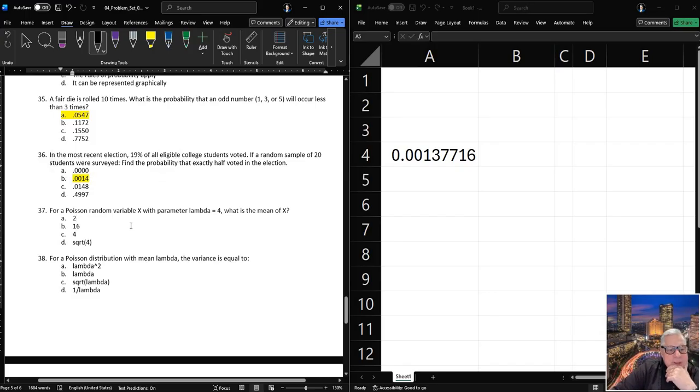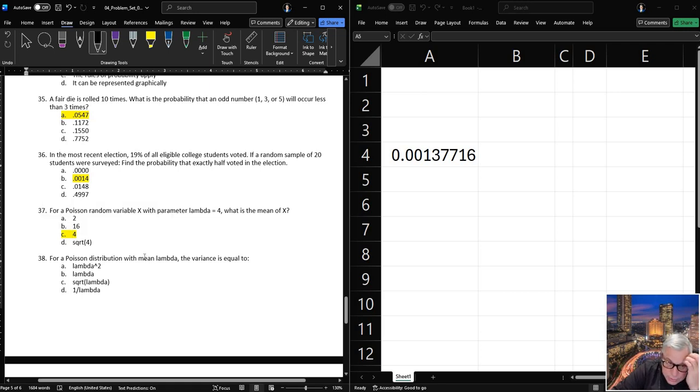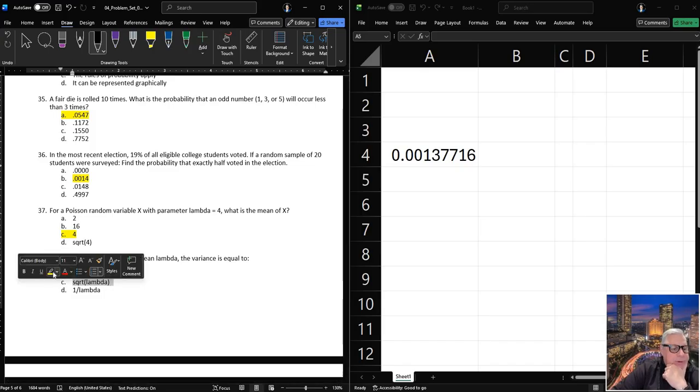For a Poisson random variable x with parameter lambda equals 4, what is the mean of x? Well, lambda is the mean, so that's 4. And that is also equal to the variance. So the variance is equal to lambda.